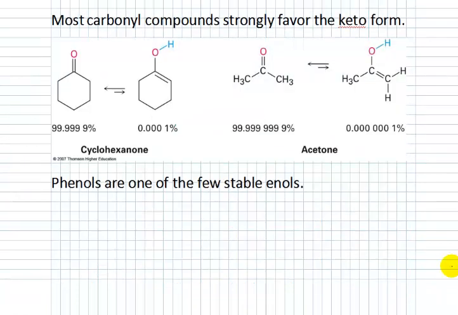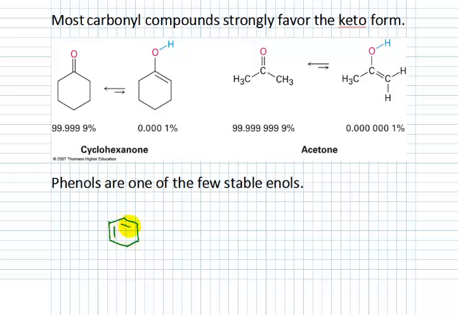It happens that in most carbonyl compounds, the equilibrium strongly favors the keto form, because in nearly all compounds, the CO bond is more stable than a CC bond. We've talked about that before. So in cyclohexanone, we have greater than 99% keto form. In acetone, it's even more than that of the keto form. Now, there are some stable enols. We've seen one of them.